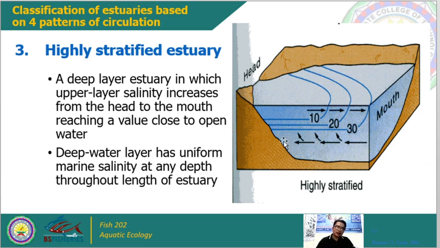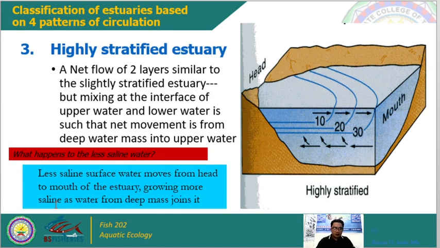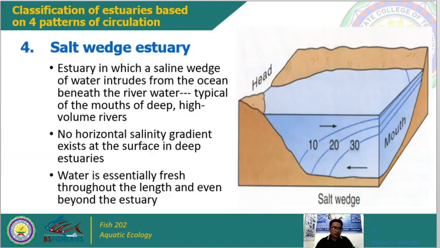Wala kay makita nga level sa higher lower salinity diri sa ilalom because the seawater is more denser, so it tends to sink in the bottom. Okay, so I hope that's clear. Now, okay, so here we have a trivia. What happens to the less saline water? Less saline surface water moves from head to mouth of the estuary, growing more saline as the water from the depth mass joins it. Okay, so as you can see here, no, ang less dense magpaibabaw ra, ang more dense magpailawom.